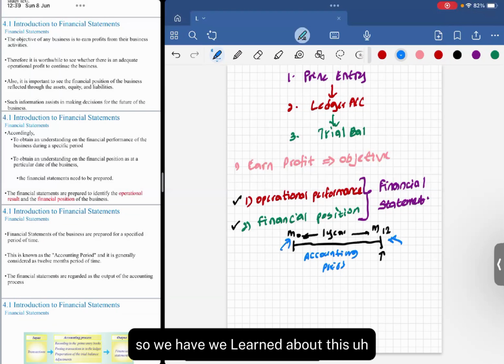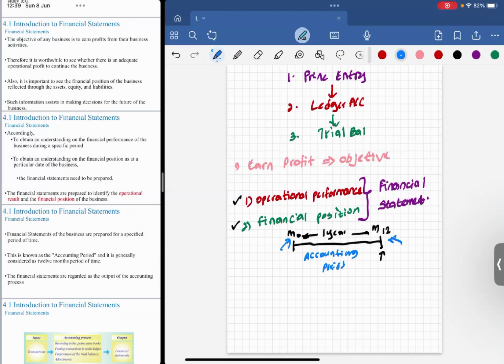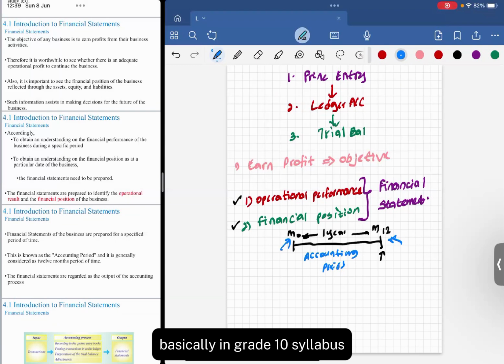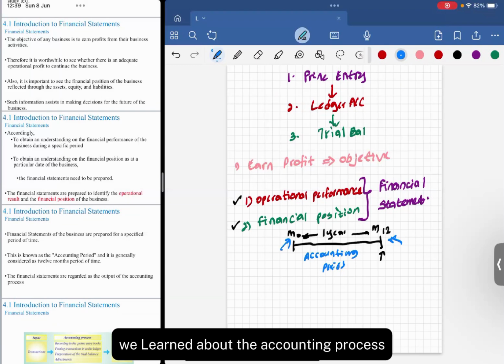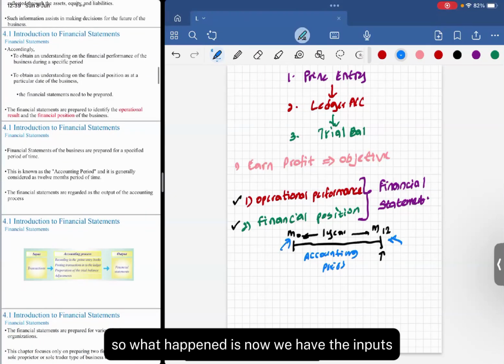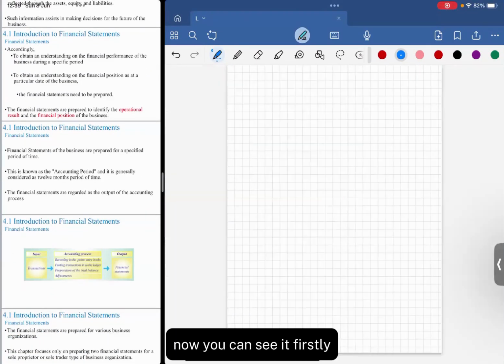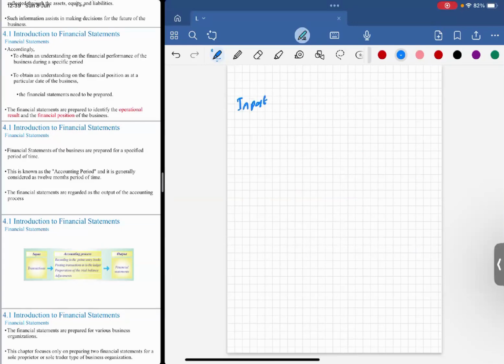We learned about this basically in the grade 10 syllabus. We learned about the accounting process. Now we have the inputs. Firstly, we have the inputs.